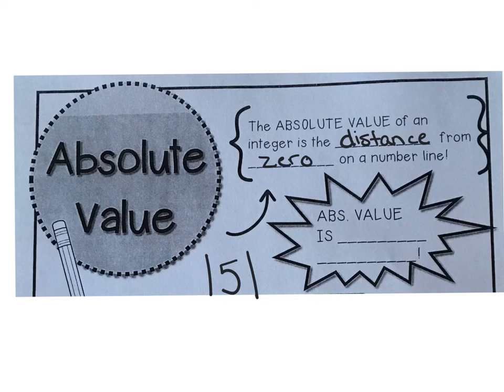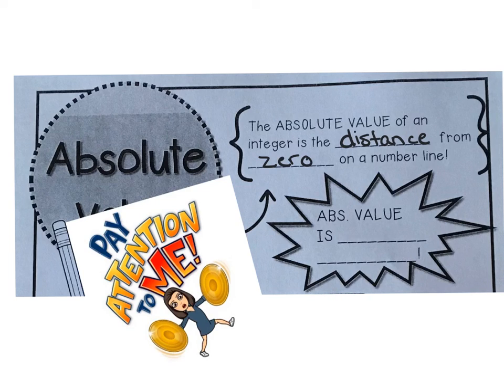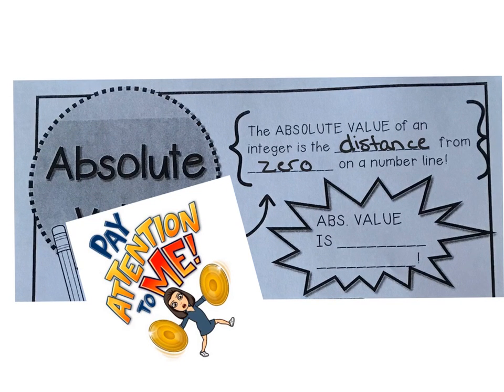And this next step is really, really important. Absolute value is always going to be positive. Because if you think about distance, distance is positive. Even if you're running backwards, it's still positive movement. Doesn't matter which direction you are running. So let's take a look at what it actually means when we're talking about numbers.